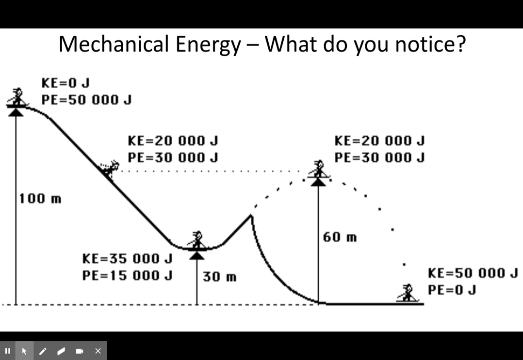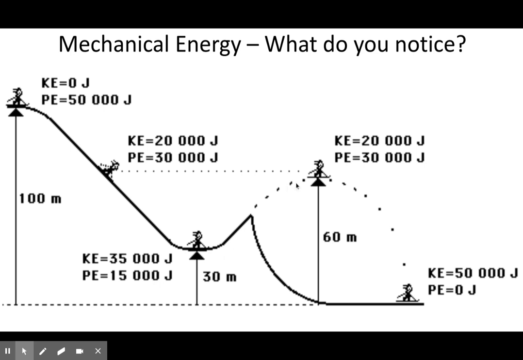All right, we get almost to the bottom of the hill before we get to the ramp. We are moving much faster. So now we have 35,000 joules of kinetic energy, but we've lost height. And so we've dropped down to just 15,000 joules of GPE. But combined, 35,000 and 15,000 gives us our consistent total of 50,000 joules in this diagram.